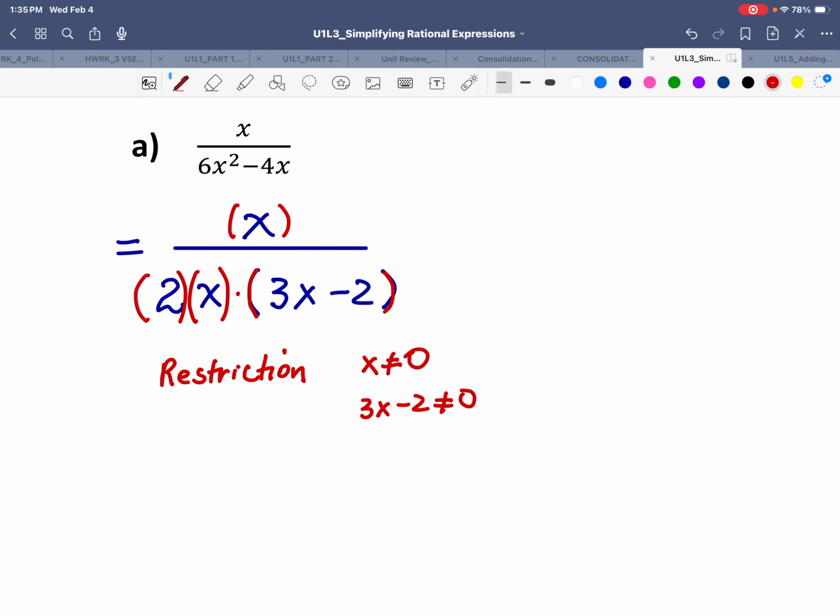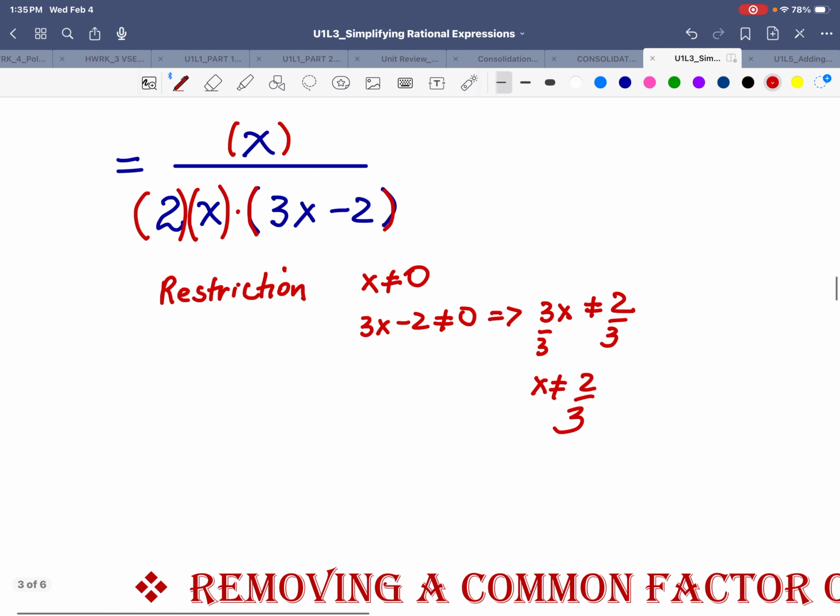Now, when we state the restrictions, we state them on the variable, not on the expression, which means that we need to isolate x. So this will turn to 3x different than 2. Just solve it like a regular equation, even though you don't have an equal sign. And divide by 3 both sides to get x isolated, so x different than 2 over 3. And once you have taken care of restrictions, you can start off simplifying.